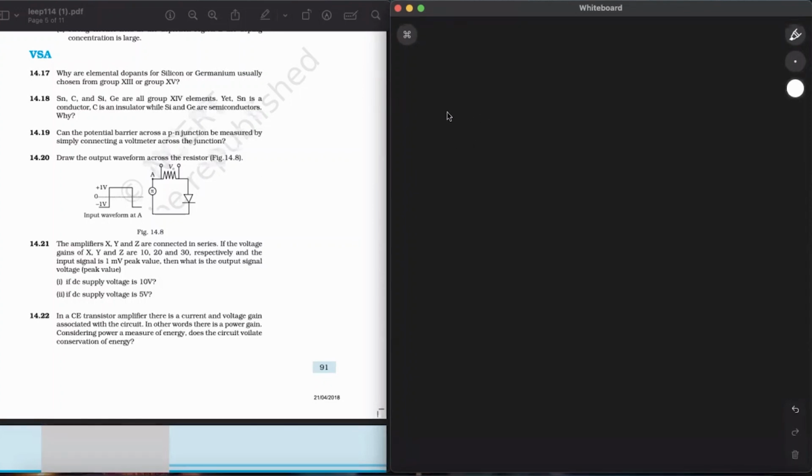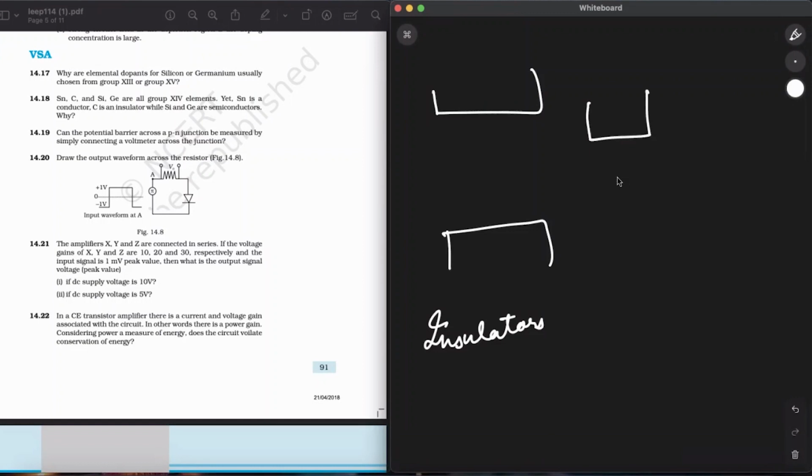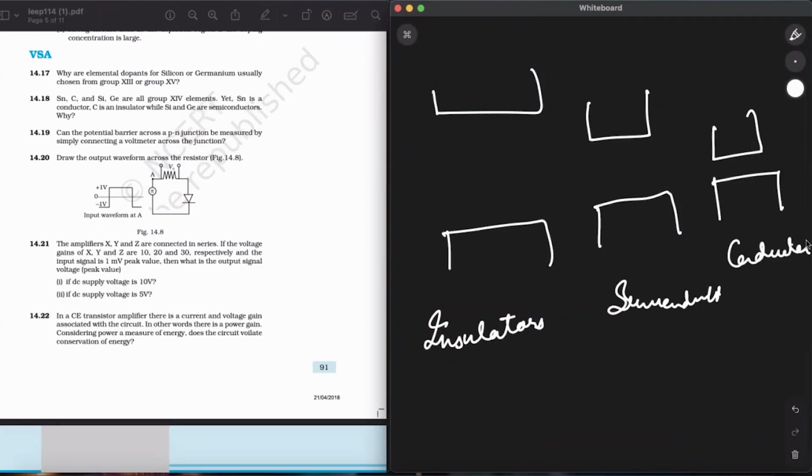I'll draw it over here. Okay, I'm drawing the valence band. So, this is for insulators. Bring it a little closer. This is for semiconductor, and finally, this is for conductor. Alright. So the energy gap for tin is 0 electron volt, and for data wise, I'm telling you, for carbon it is 5.4 electron volt, and for silicon it is 1.1 electron volt.